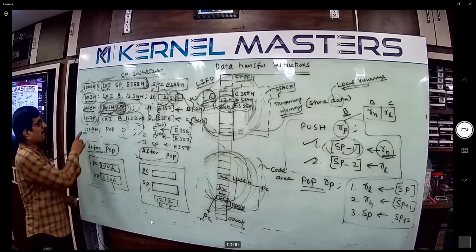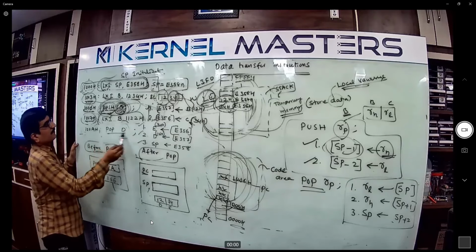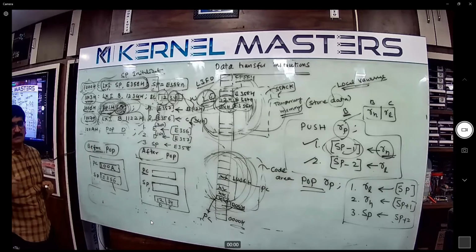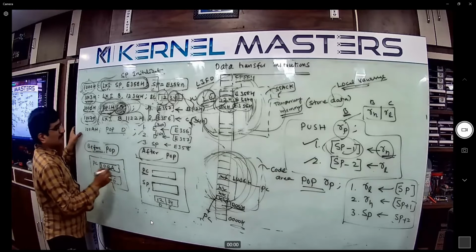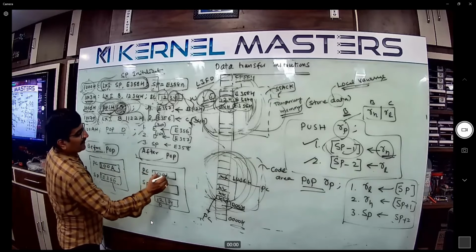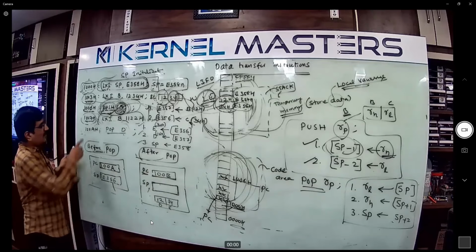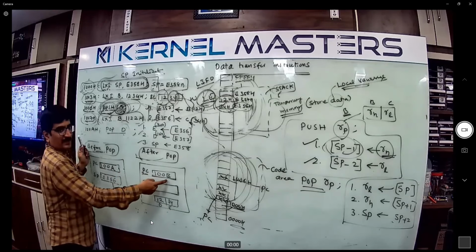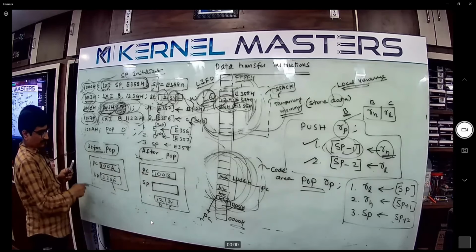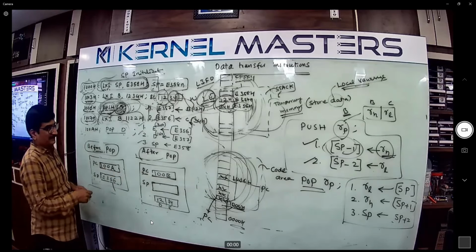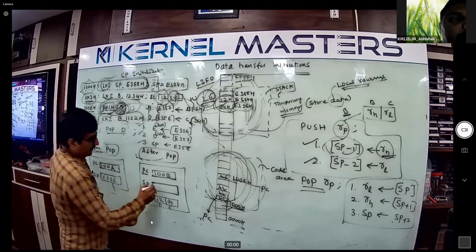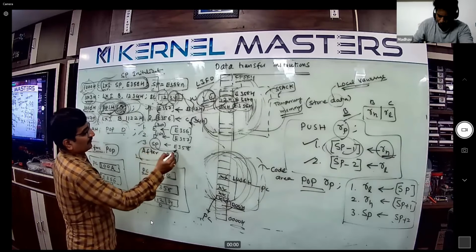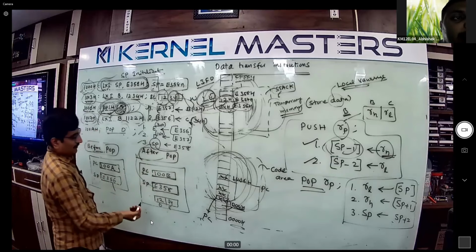So after pop, what is the pop instruction size? One byte. So now after pop, the next address is 100B. Before pop it was 100A. After pop execution, the PC value is 100B. What is the stack pointer value? E358. Last value, E358. So what happened?